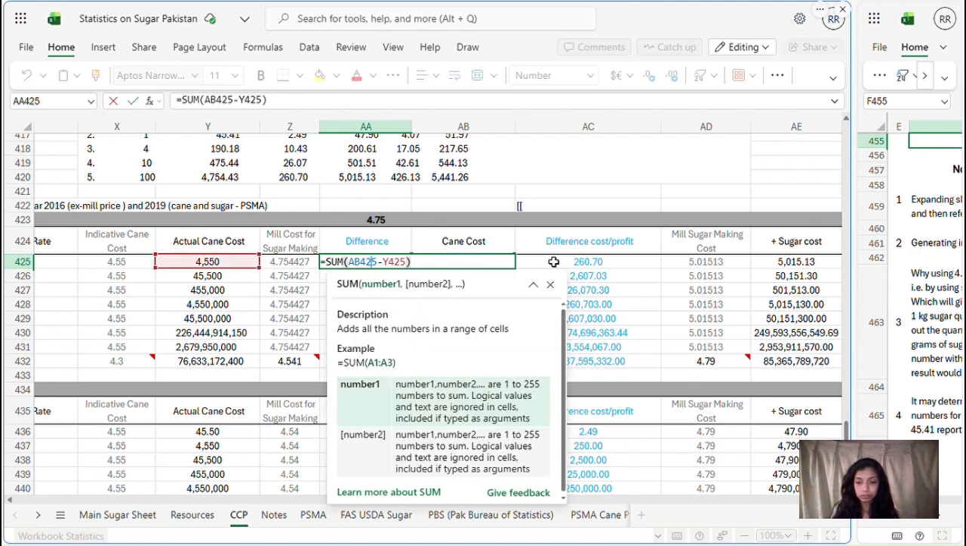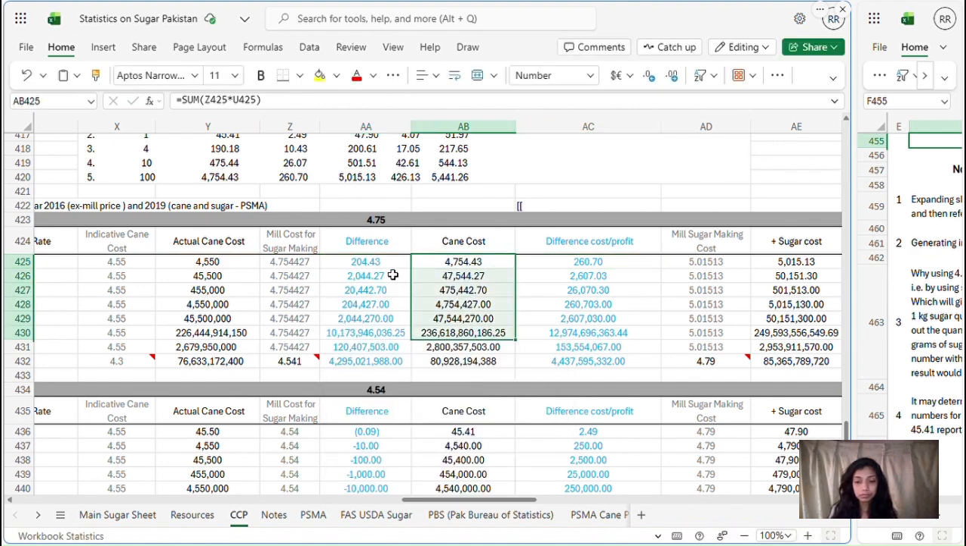The cane cost should be at this difference, indicating that the quality of cane was higher. The sugar recovery rate was 10.47%. Had it been lower, this amount eventually would have come down. So these numbers, these differences, indicate the value the mills generated from producing that sugar.